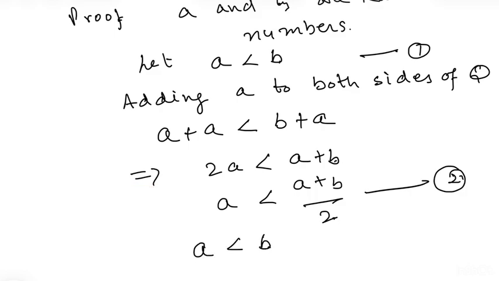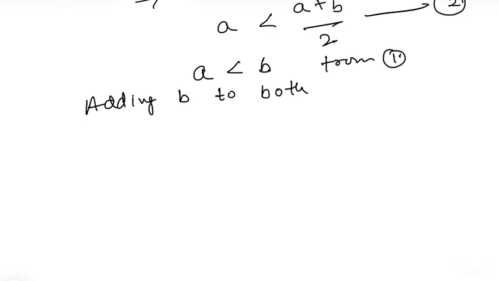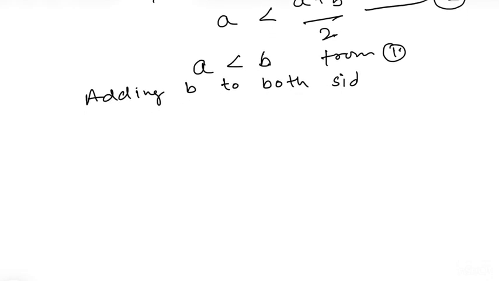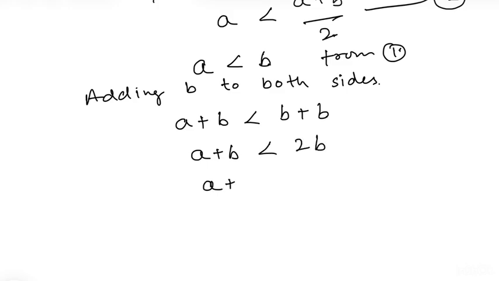Now a is less than b. Adding b to both sides, what will you get? a plus b is less than b plus b. So a plus b is less than 2b, and (a plus b) upon 2 is less than b. Number 3.